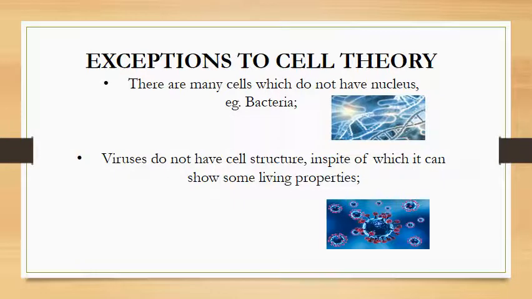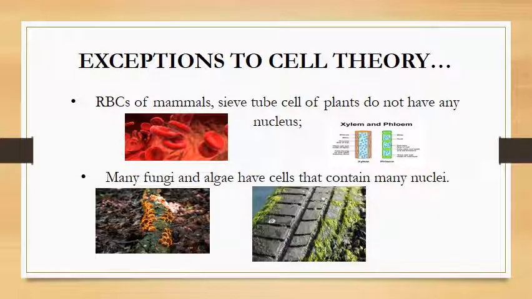Exceptions to cell theory. There are many cells which do not have nucleus. Example, bacteria. Viruses do not have cell structure, in spite of which it can show some living properties. Also, RBCs, that is, red blood cells of mammals, sieve tube cells of plants, do not have any nucleus. Many fungi and algae have cells that contain many nuclei.